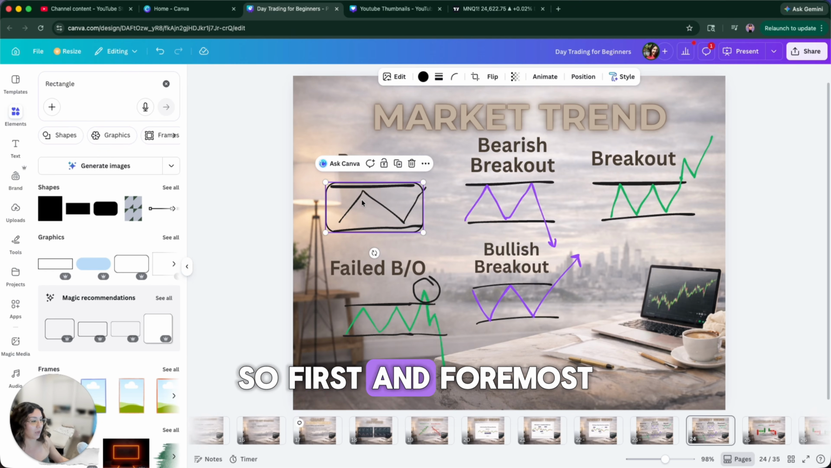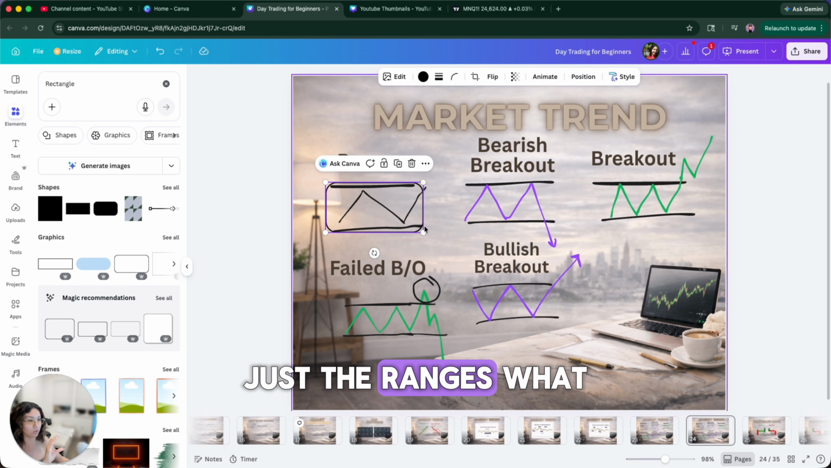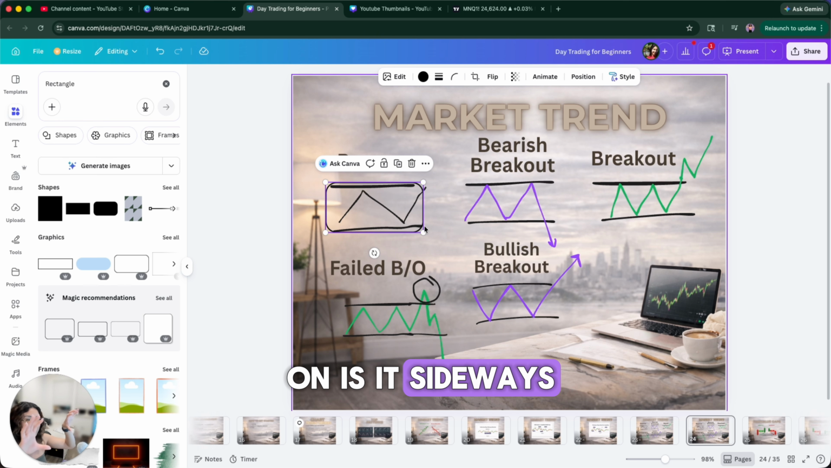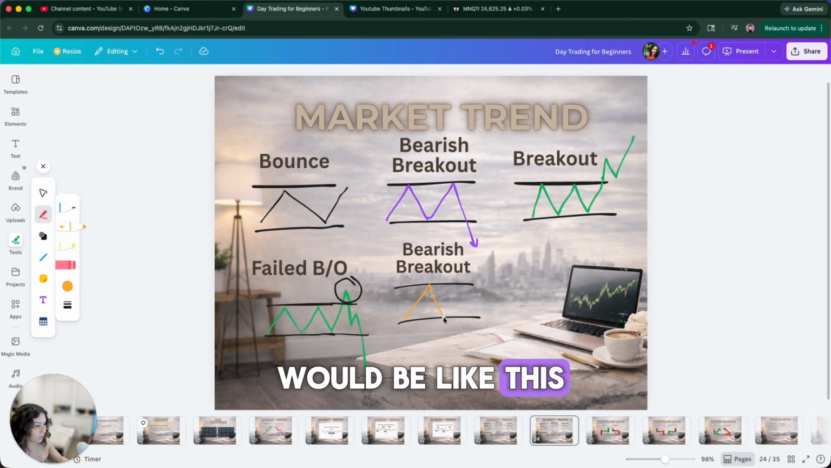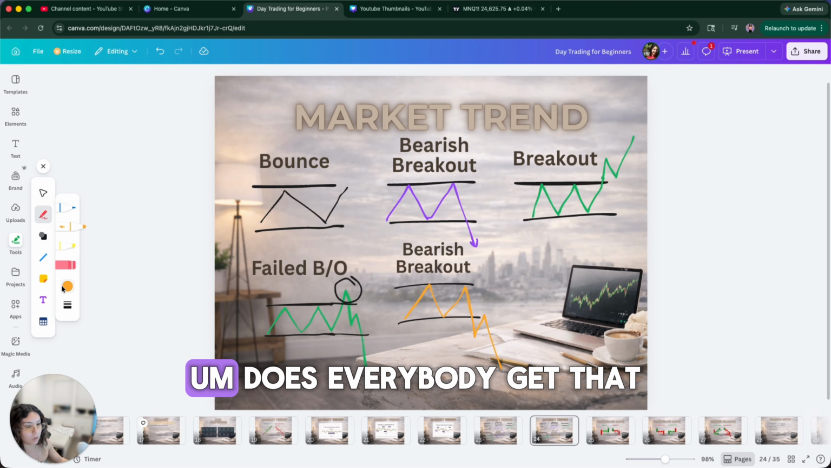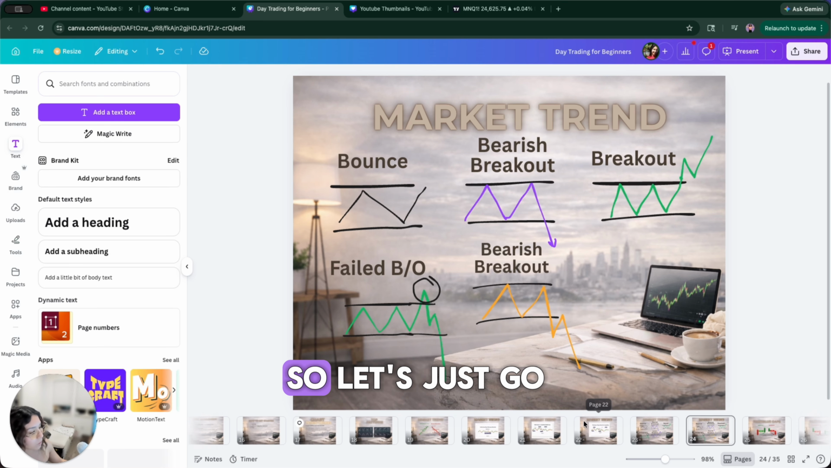So first and foremost, learn the ranges. Okay, just the ranges. What range are we on? Is it sideways? Is it uptrend? Or is it downtrend? So a bearish breakout would be like this. Breakout, retest, and this would be your entry. Okay, so those are the possible scenarios. Does everybody get that? Everybody understand that?